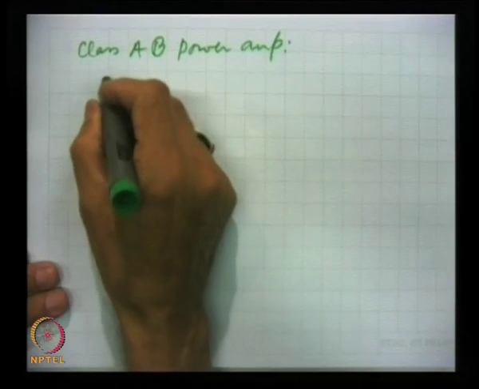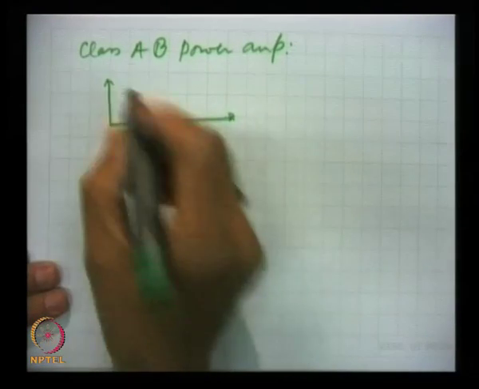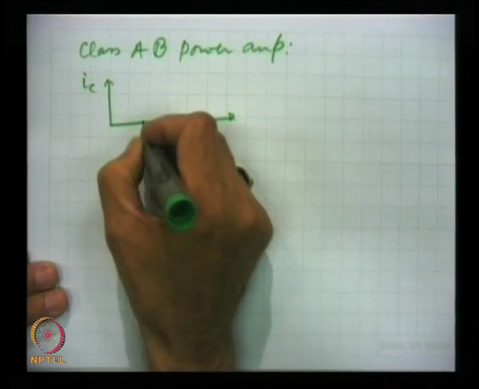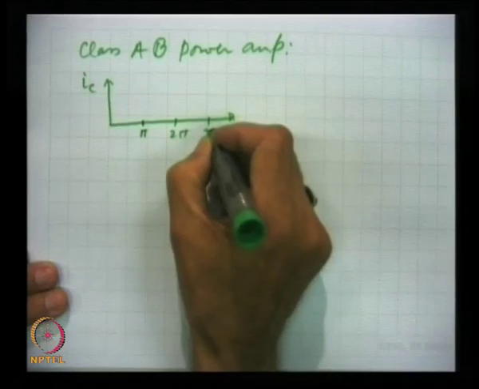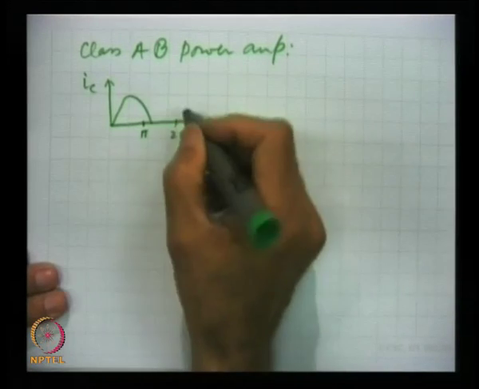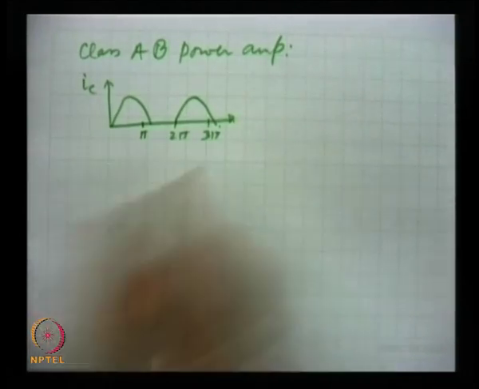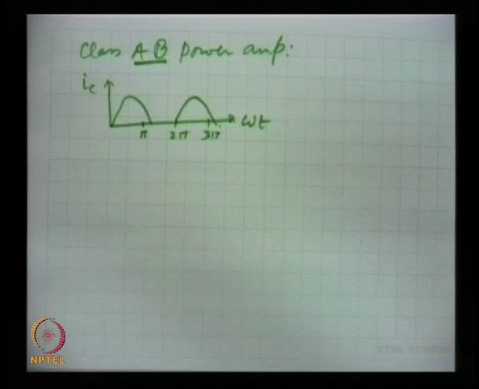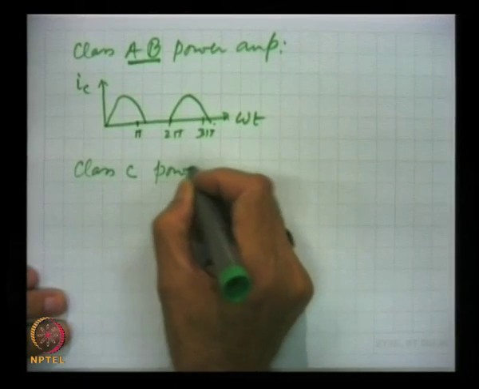And this can be shown like this. This is IC and this is pi, 2 pi, 3 pi and so on. So, here more than pi. Similarly, here this is AB operation, which is the one which is used in push-pull amplifiers, and the efficiency is a few percent lower than pure B, but the output is distortion free, and hence this is the one which is used. Now, finally, class C power amplifier.